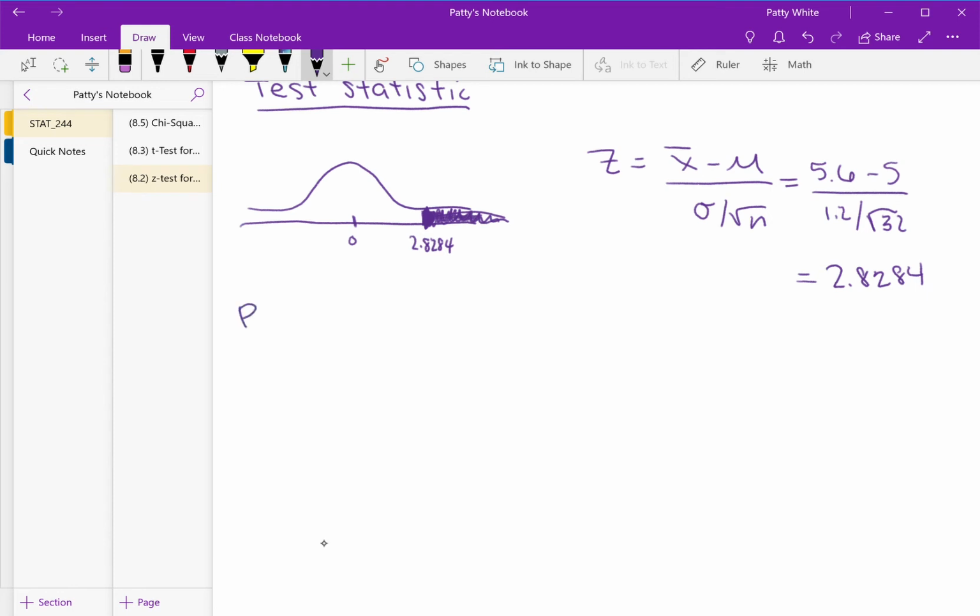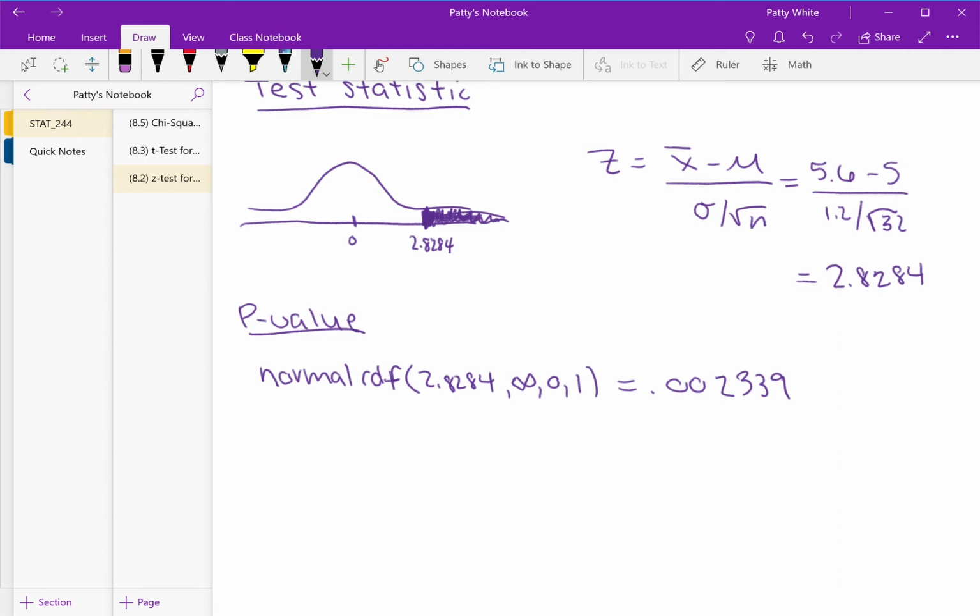So to find our p-value, we are going to use the normal CDF. We're using the normal CDF because we are working with a normal distribution, and the CDF is accumulating the area. For the normal distribution, it takes in a lower bound. The lower bound is this 2.8284. The upper bound is infinity. Your mean is 0 and your standard deviation is 1. So when I put that into my calculator, I ended up getting 0.002339.